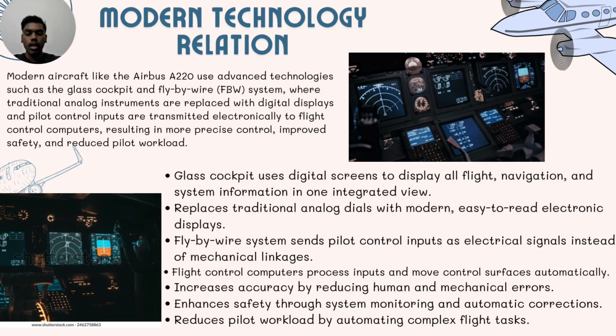Meanwhile, the fly-by-wire system means that the pilot controls are sent electronically to computers instead of using mechanical parts. These computers then control the aircraft more precisely. As a result, this technology improves accuracy, increases safety, and reduces human error as well. It also helps to reduce pilot workload by automating many complex tasks during the flight. Overall, modern technology makes aircraft more efficient, safer, and easier to operate, and also makes our life easier.